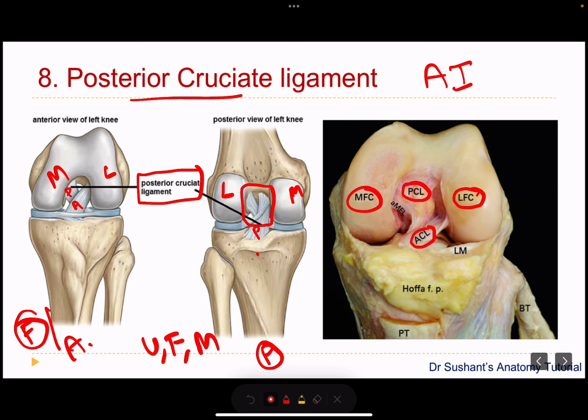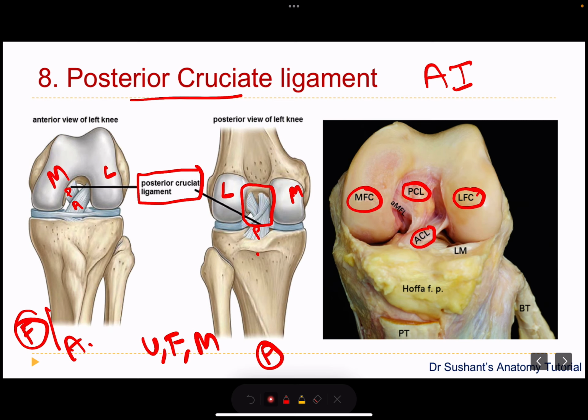There's another way to say it. It will be attached to the lateral surface of the medial condyle of the femur. So when you're talking in terms of the intercondylar fossa, the ligament would be attached to the medial wall of the intercondylar fossa. But if you are talking in terms of the femoral condyles, the posterior cruciate ligament above would be attached to the lateral wall of the medial condyle of the femur. I hope this is clear to you.